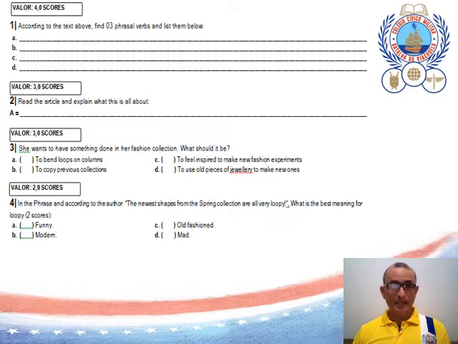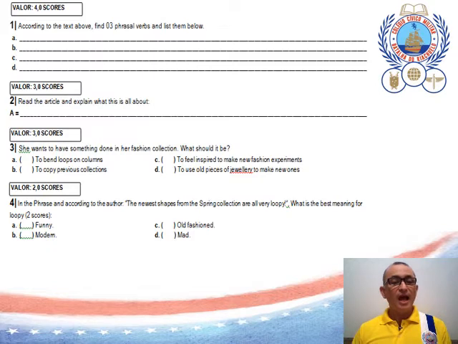According to the text above, find three phrasal verbs and list them below. O que é que eu estou dizendo aqui? De acordo com o texto acima, encontre três verbos frasais e os liste abaixo. O que são os verbos frasais que a gente já estudou? São os verbos que têm uma raiz e colocando uma preposição criam um novo sentido. What are phrasal verbs? These are the verbs that we have the root plus a preposition. They give a new meaning to the verb.